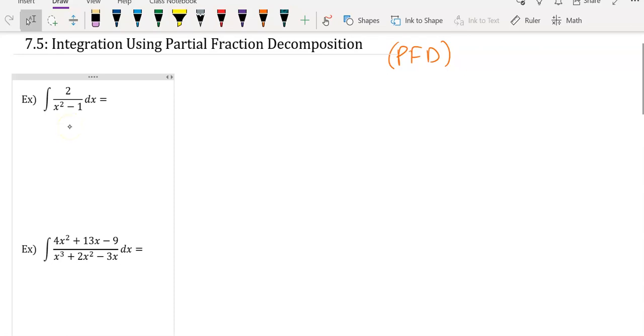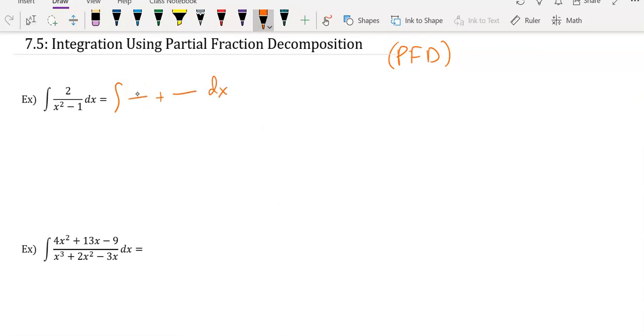Even if I set that equal to u, my du would be 2x dx, and I don't have an x in my numerator. And as you know, we can't just multiply by x and then divide by x on the outside because we can't move variables around outside the integral. So what we want is a way to rewrite this integral so that we have two different fractions.